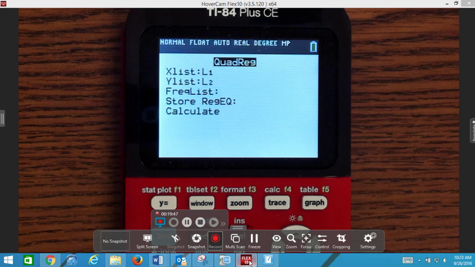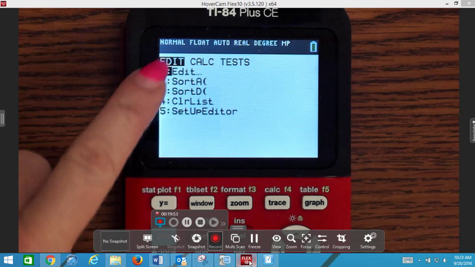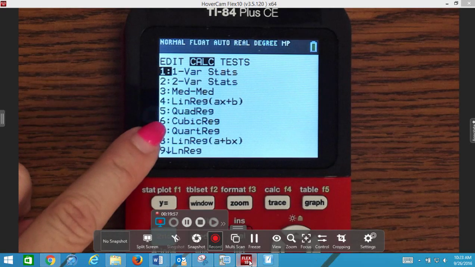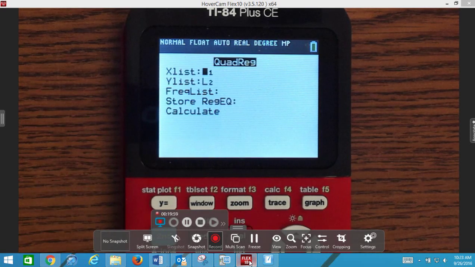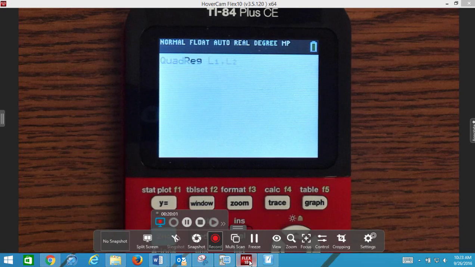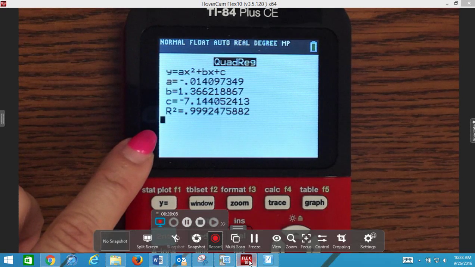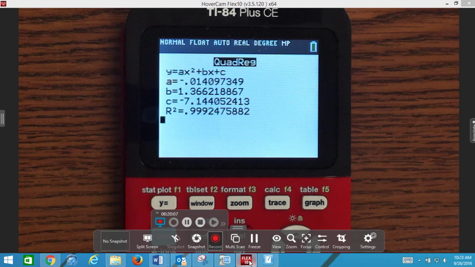Do what we're doing now. Go to stat. I'm going to do it again, sorry, so we can catch everybody up. Stat, and then this time we went to calculate, and we're choosing quadratic regression, and then you hit enter, and it should give you the equation. So we're going to go to example 4, and we're going to approximate our equation right there.